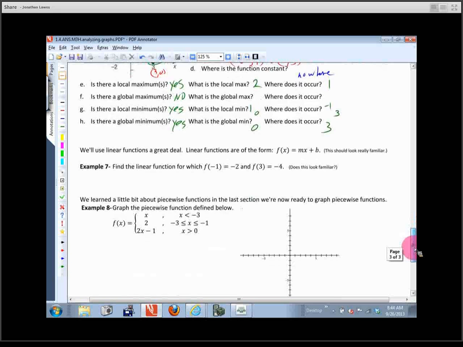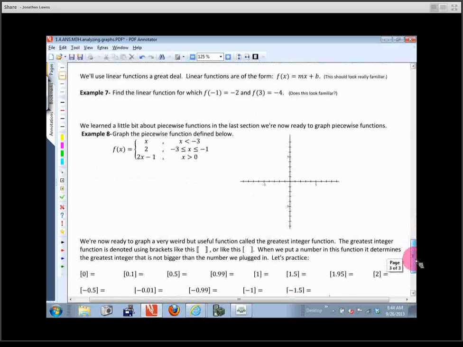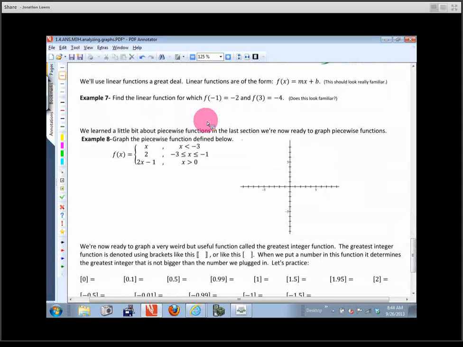You've got some problems on your assignment that look like this. It says, find the linear function for which f of -1 is -2 and f of 3 is -4. My argument would be, you should know how to do this. This just looks weird. Lynn is shaking her head. Do you know how to do this? Lynn thinks she knows how to do this. Well, how do you think you do this?